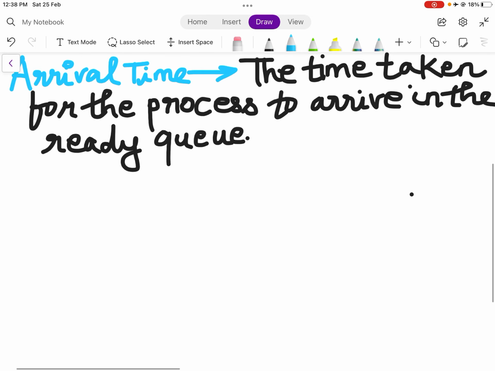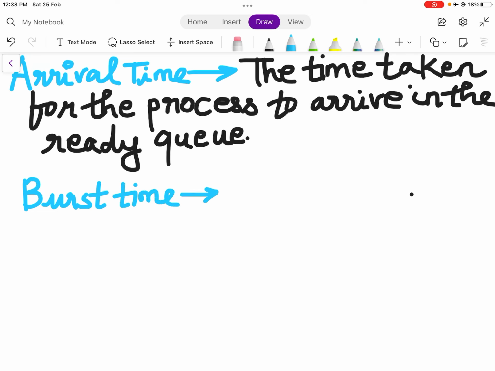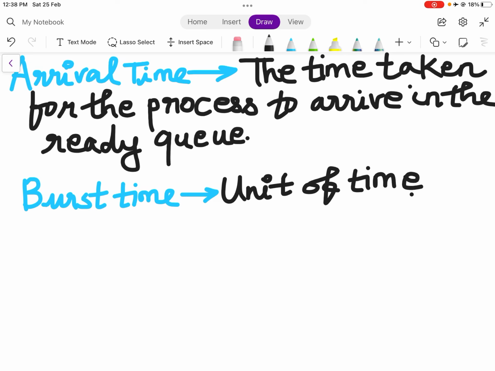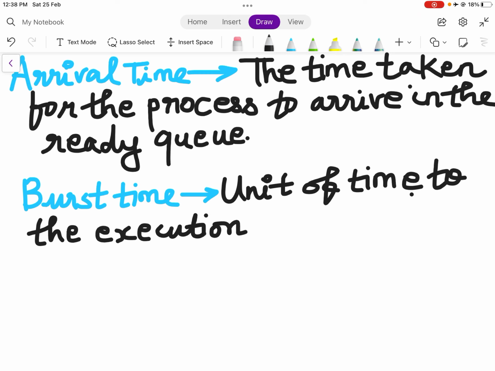And what do you mean by the burst time? Burst time is nothing but the unit of time to complete the execution of the process. To complete the execution of the process is called the burst time.